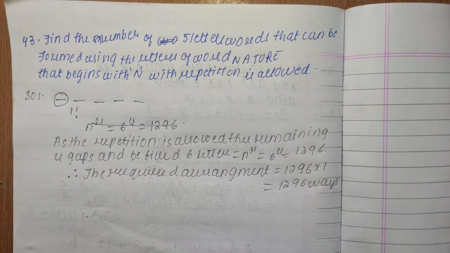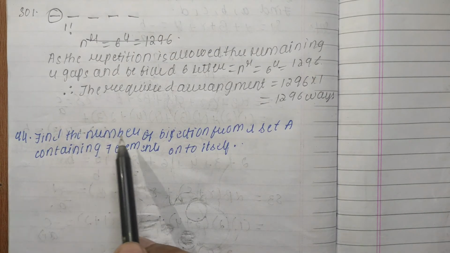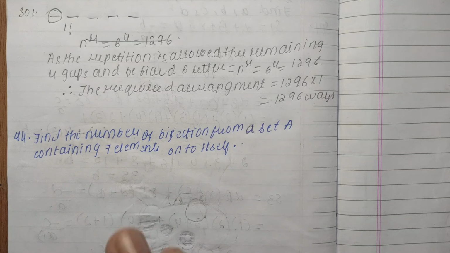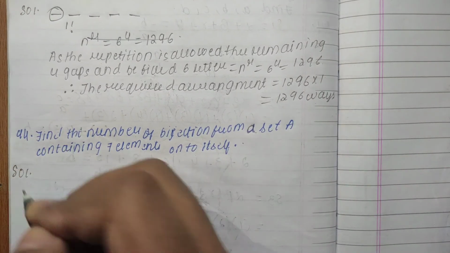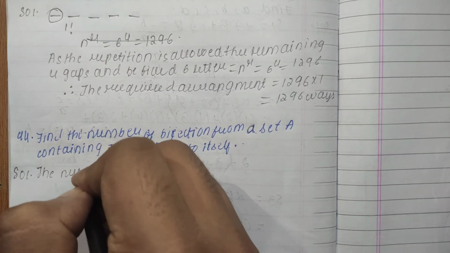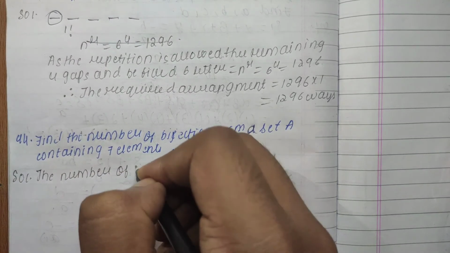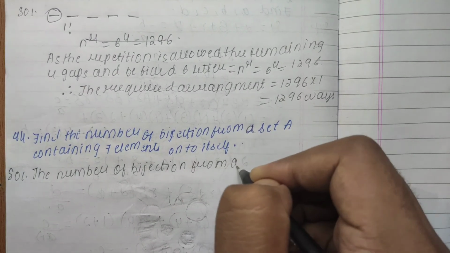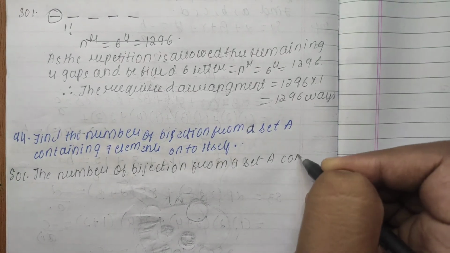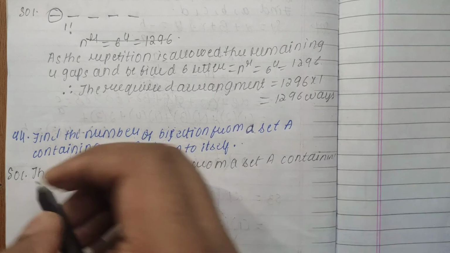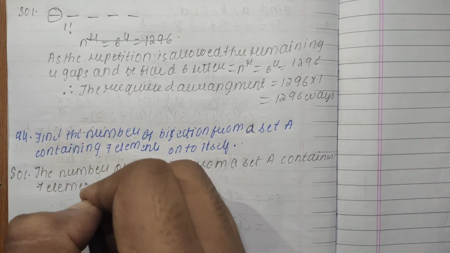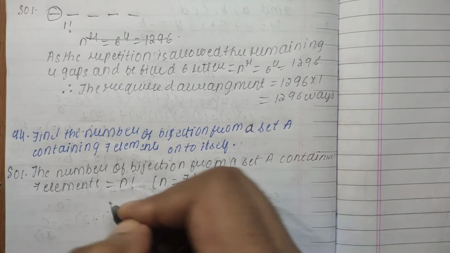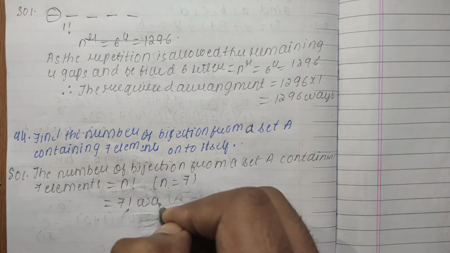That's it. So coming to the next problem, find the number of bijections from a set A containing 7 elements on itself. Solution. The number of bijections from a set A containing 7 elements is n factorial. N is 7, so this is 7 factorial ways. That's it.